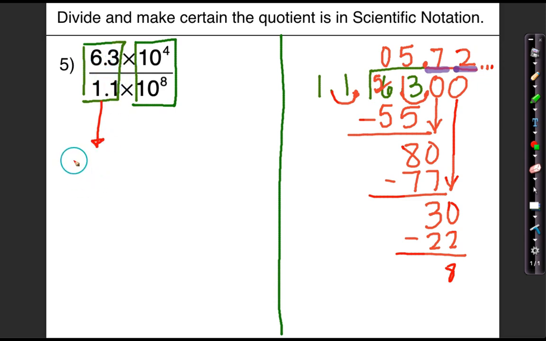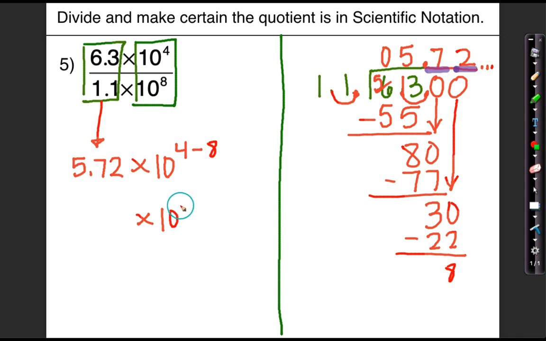So what did I get? 6.3 divided by 1.1 left me with 5.72. times 10 to the, and once again, the properties of exponents would tell me that I'm going to have to subtract the exponents, so we're going to do 4 minus 8. So I'm going to go ahead and simplify that real quick.